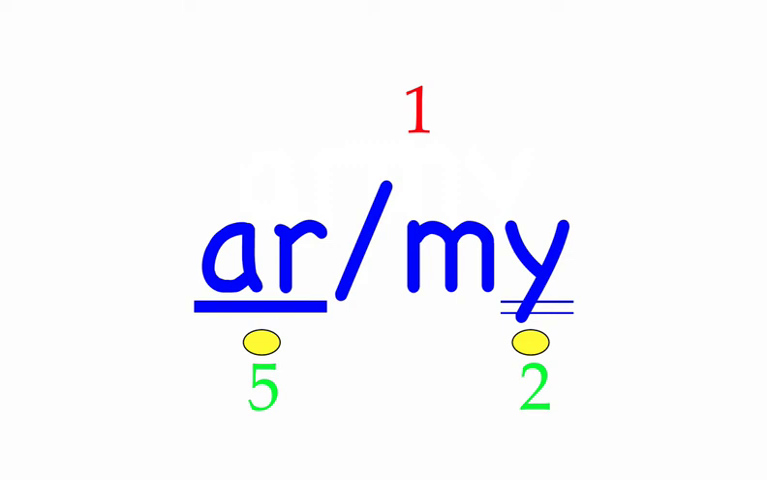Cyst. The surgeon removed a cyst. Cyst. Four sounds. S, I, S, T. Cyst. Mark the word. Lay. The dog lay on the pavement. Lay. Two sounds. L, A. Lay. Mark the word.